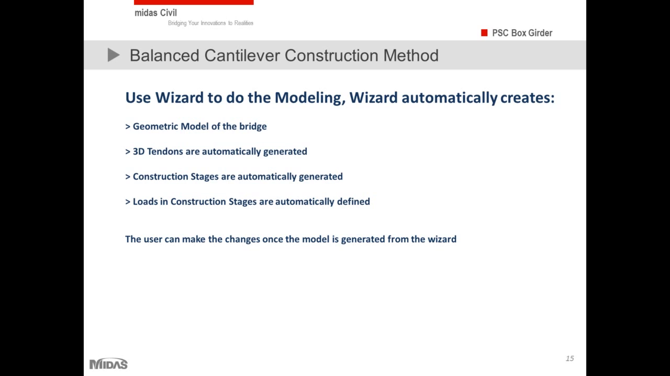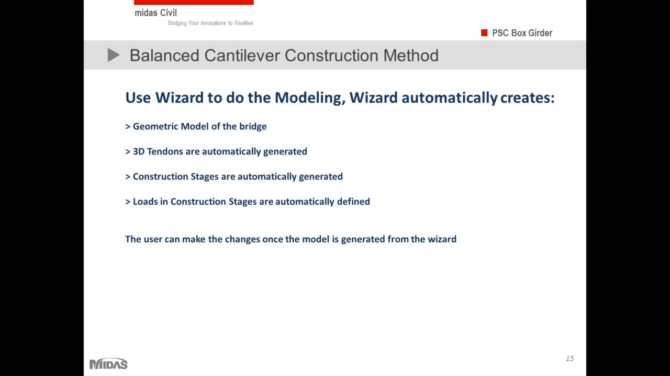So you don't have to manually define the tendons at individual locations. MIDAS Civil will automatically define the 3D tendons for you. The construction stages are automatically generated, so you don't have to manually define each construction stage. We know that these are typical construction stages, but the program doesn't. So the Wizard is intelligent enough to know what the construction stages should be, and thus it automatically defines the different construction stages you need in the model. And the erection loads or construction loads that we need, you can define them in the Wizard, and the Wizard will automatically change the location of the construction loads as the model progresses.